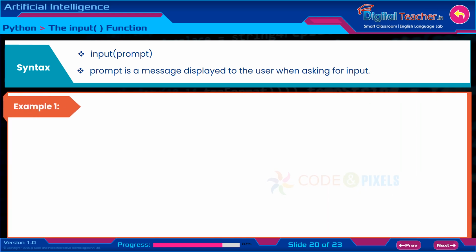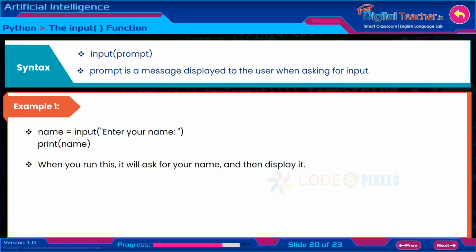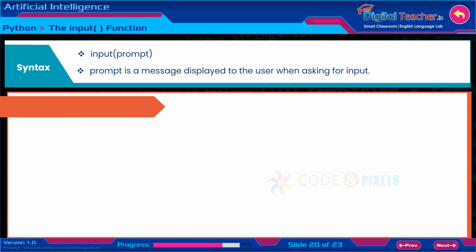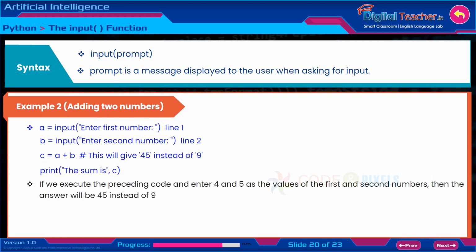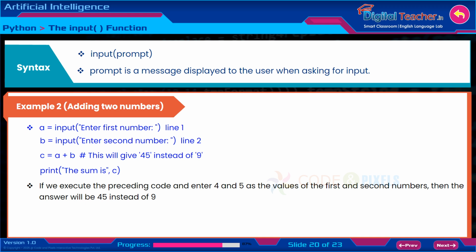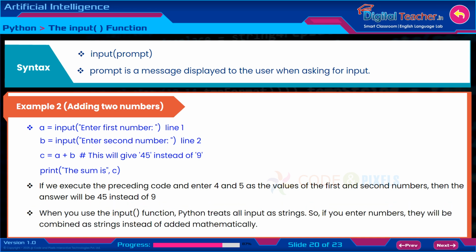Example 1. When you run this, it will ask for your name and then display it. Example 2. If we execute the preceding code and enter 4 and 5 as the values of the first and second numbers, then the answer will be 45 instead of 9. When you use the input function, Python treats all input as strings. So, if you enter numbers, they will be combined as strings instead of added mathematically.